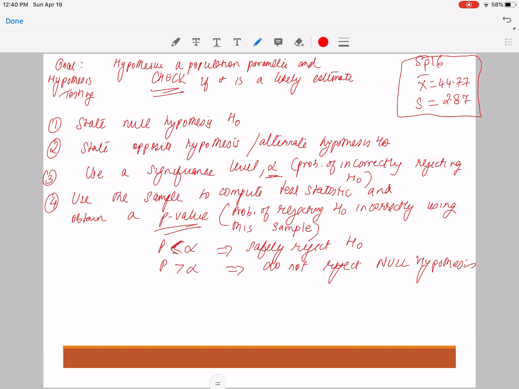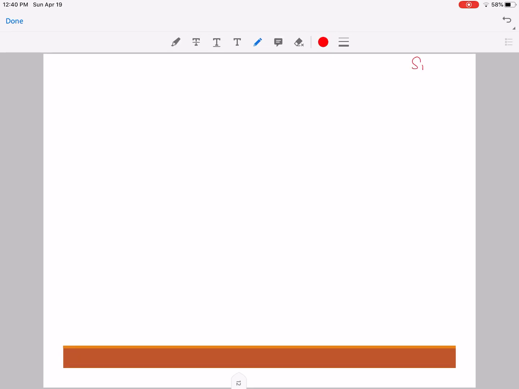As an example, consider my sample from the spring 2016 random signals final exam. There, the number of students n was equal to 26, so that is the sample size, and the X bar, the mean, was 44.77 and standard deviation was 2.87. So let me work on this on the next page. For spring 2016, n was 26, X bar was 44.77 and s was 2.87.